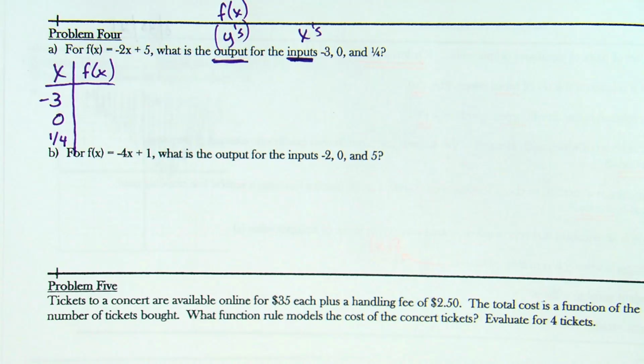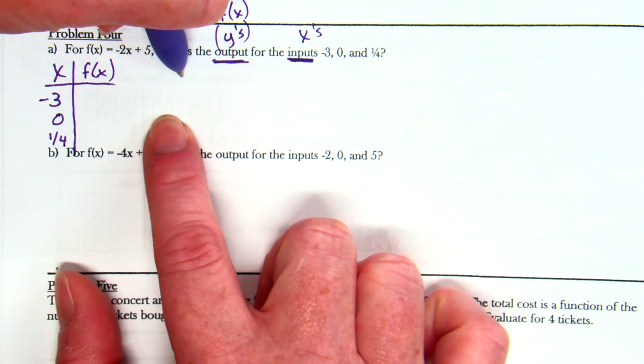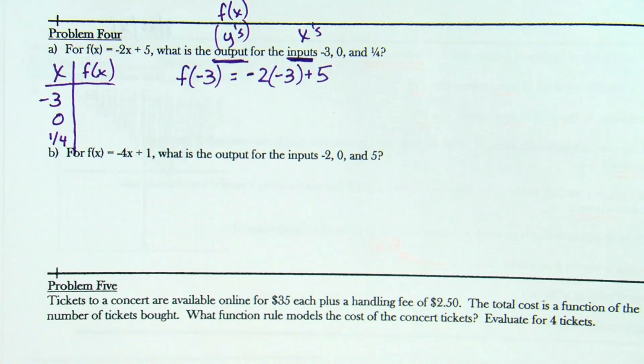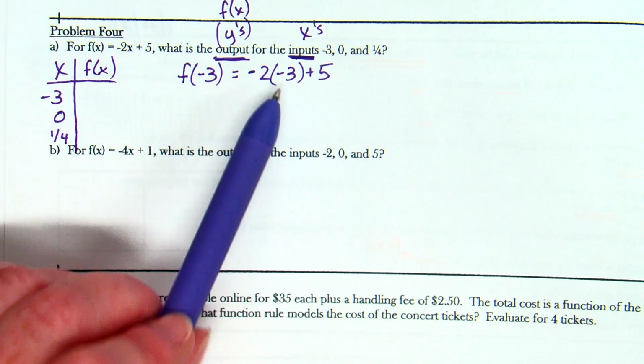What that means, so the first one we're going to do is negative 3, right? You can think y equals, or I just put f of negative 3 equals negative 2 times negative 3 plus 5. So every place I see an x, I replace it with the x value, negative 3, at least this time through. Now, you're just working on the right side. The left side already says y equals.